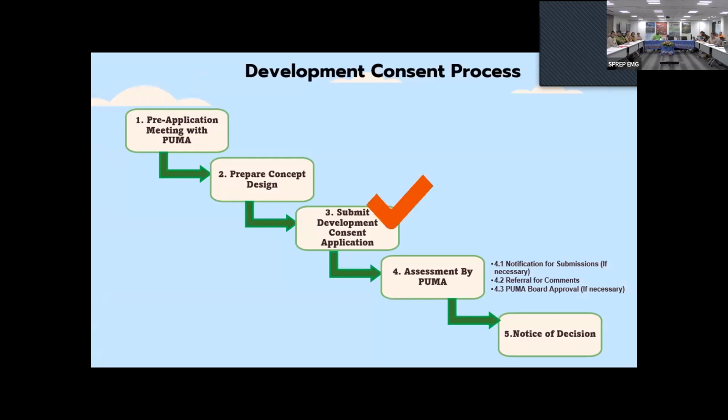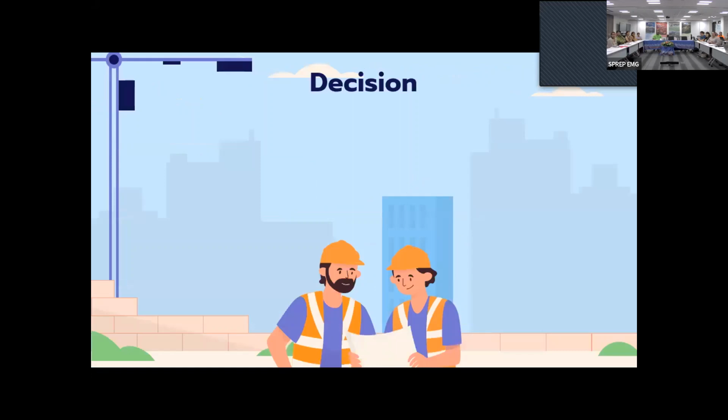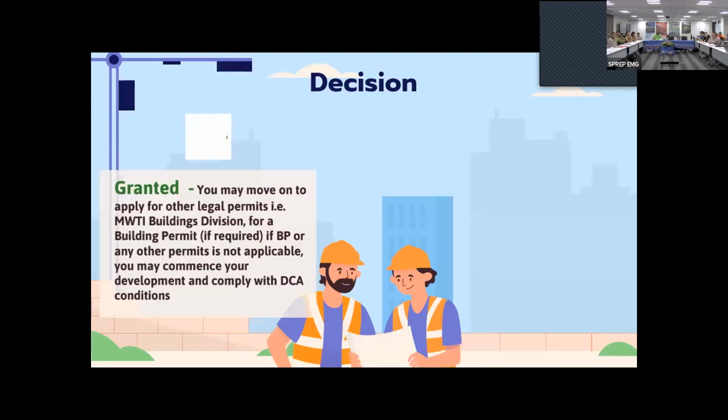So you've submitted your application, it has been assessed, and now we come to the notice of the decision. Now you are called in and notified of the outcome of your assessment. The decision really can come in two ways. One is: congratulations, you passed the assessment and your development consent has been granted. So what do you do now?